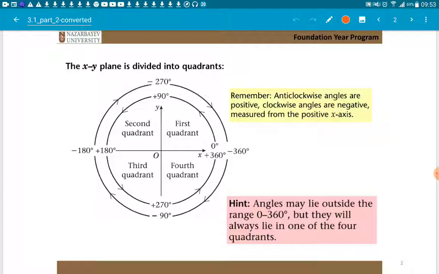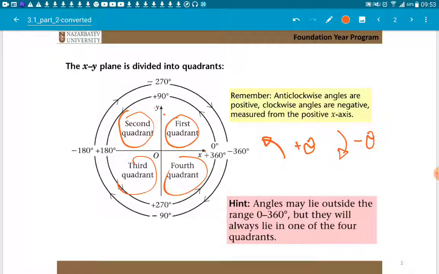A 360, or a full revolution, is split into 4 quadrants. Quadrant 1, 2, 3, and 4. So 1 is from 0 to 90, and then 90, 180, and so on. When we move counterclockwise, theta is positive. When we move clockwise, theta is negative. For example, an angle here is roughly 45 degrees, but an angle here is negative 45 degrees. That's the only difference you need to know.